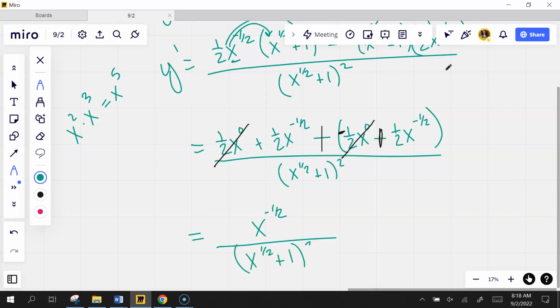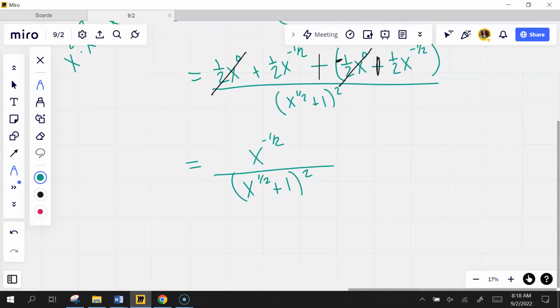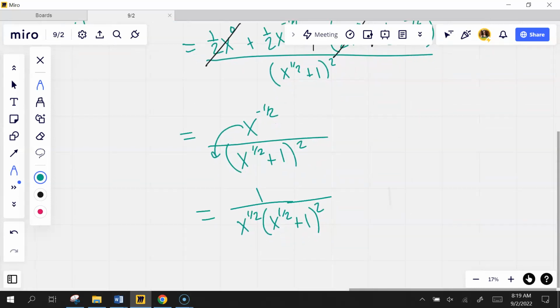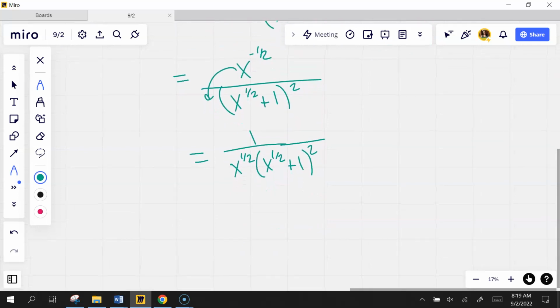And now I've got this single value up top, but it's got a negative exponent. I'm just going to chunk it down in the bottom, multiply it. So I get 1 over x to the 1/2 times x to the 1/2 plus 1 squared. If I choose to, I could change these 1/2s back to square roots. Generally, we would, since that's the way that the problem started initially, but it's not absolutely necessary. Either or is fine.